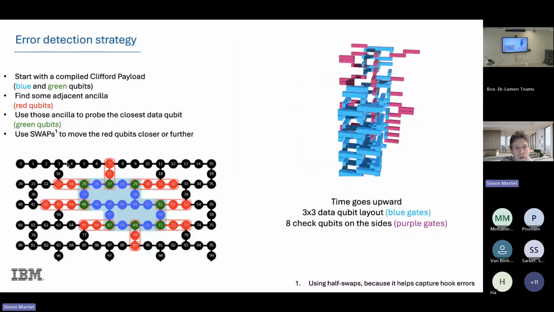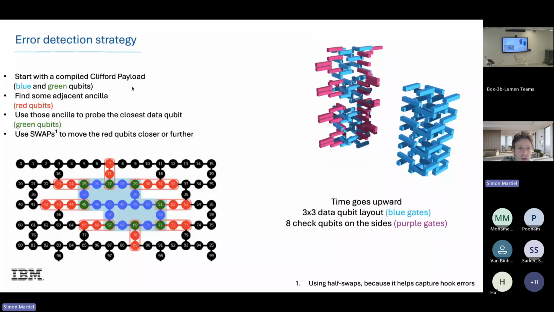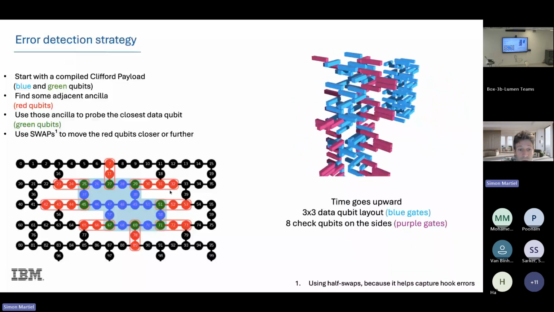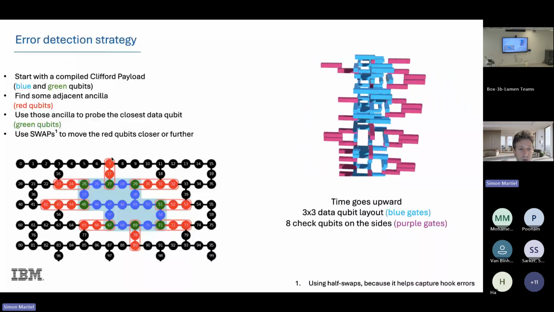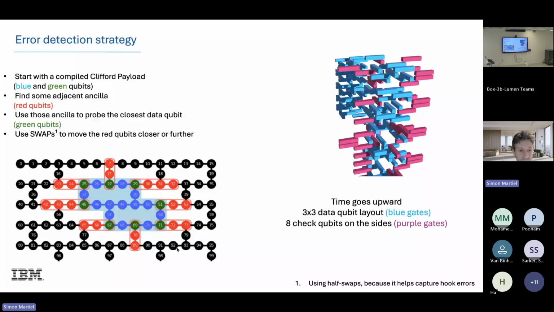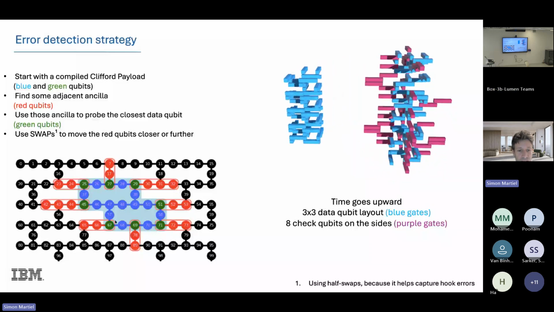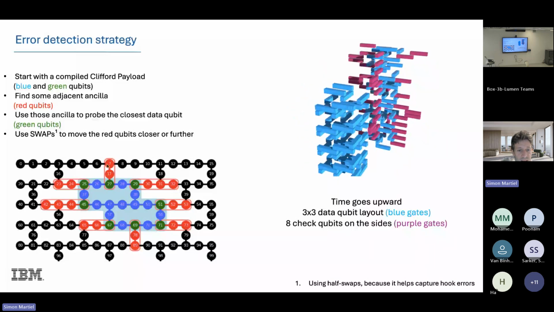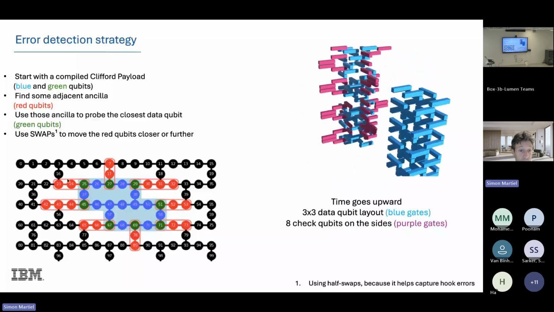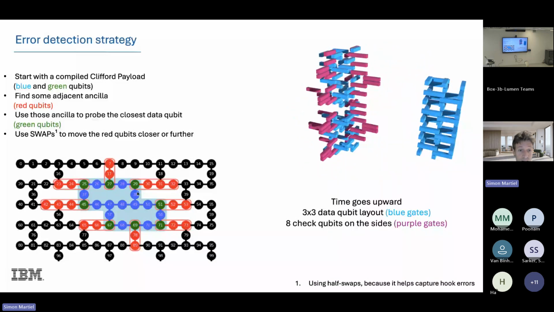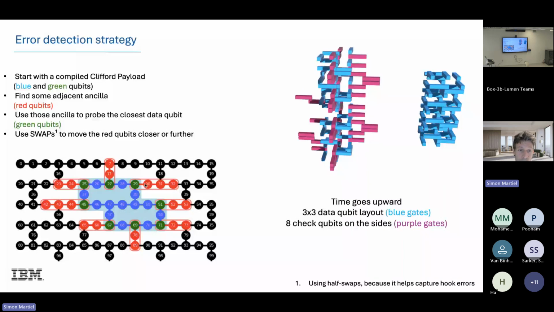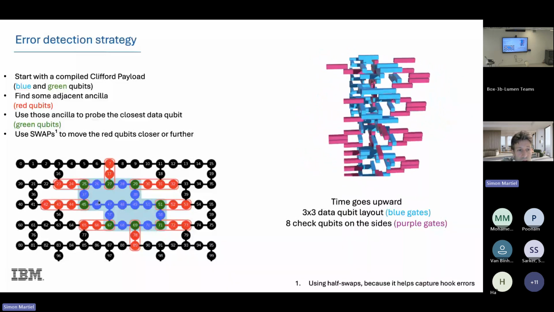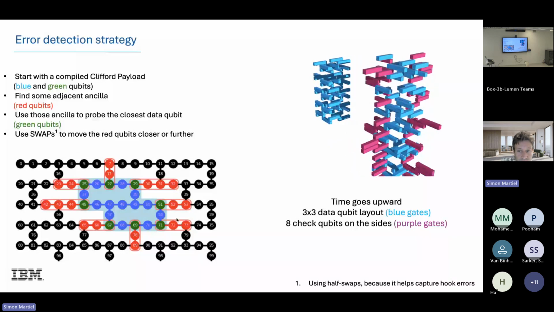So this gives us a very simple error detection strategy where we first compile the Clifford payload to some layout on the machine. So for instance, this is the layout of our quantum processors at IBM, and the blue and green qubits are the data qubits we are using to implement the Clifford payload. And then I can use neighboring ancilla, so all the red qubits here, to probe the green positions of this payload from the sides and implement the checks.